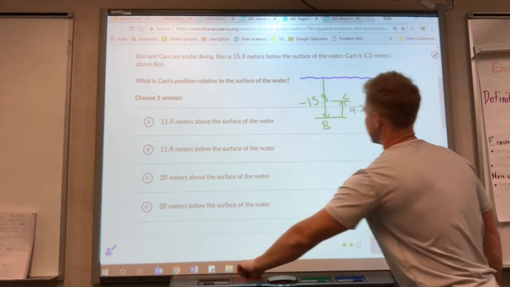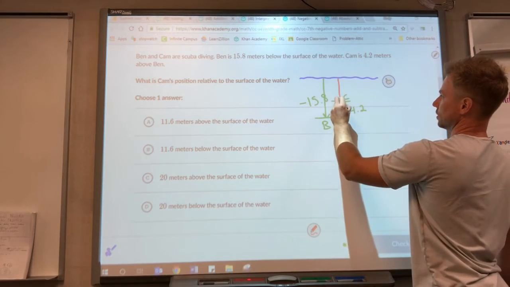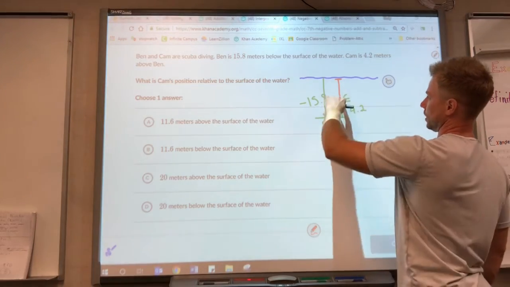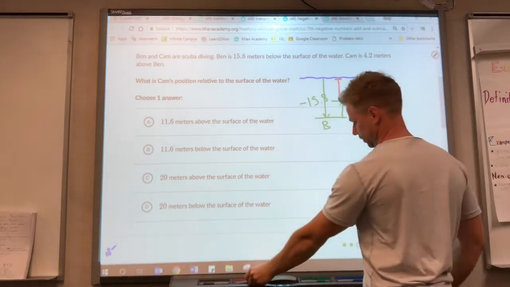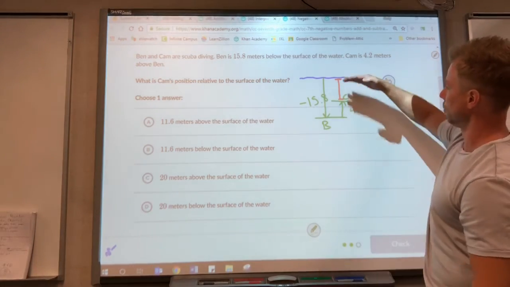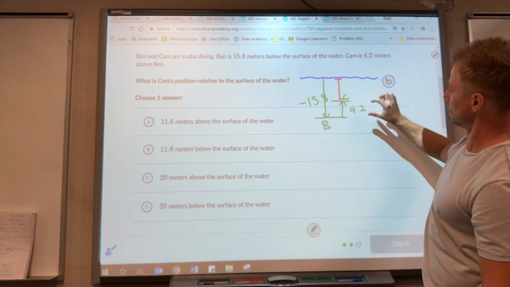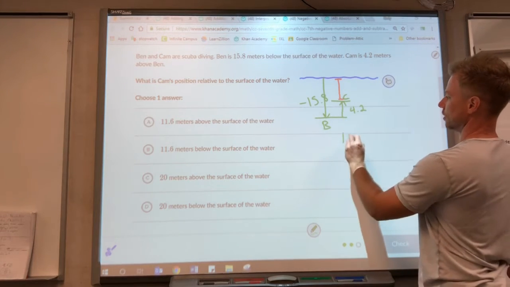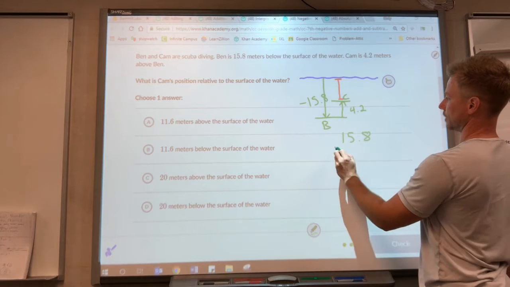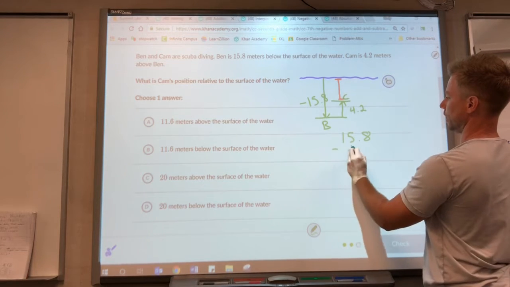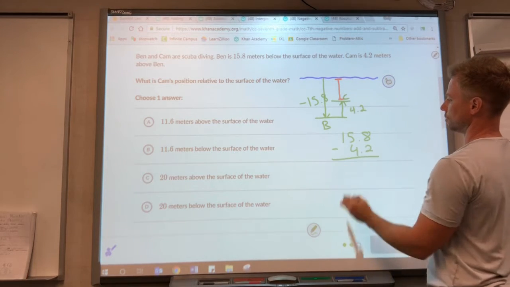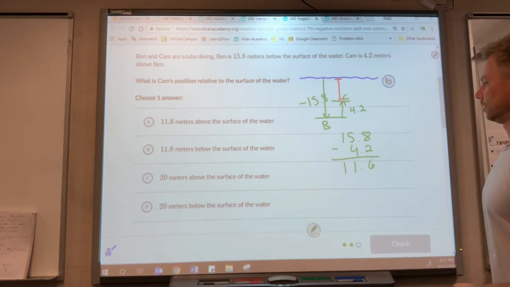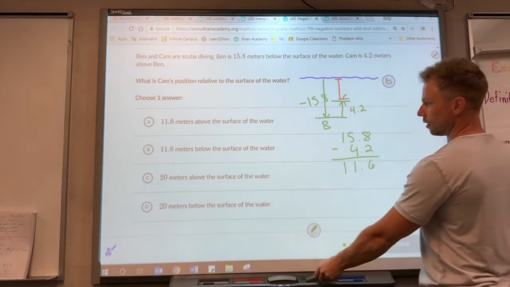Oh, so what we're trying to find is the distance between Cam and the surface of the water. Okay. Well, I can see 15.8 is this entire distance. 4.2 is just this piece. How would I figure out that piece? Well, I could simply subtract the total, 15.8, and 4.2. That's going to be 11.6.